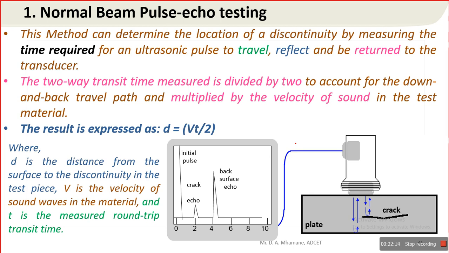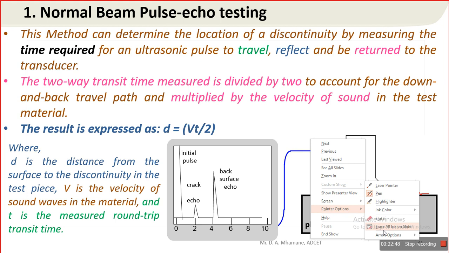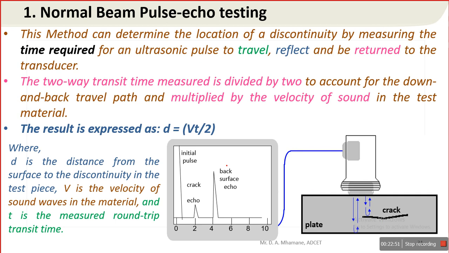So this is all about the normal beam pulse echo testing. Normal beam pulse echo testing can be useful when only a single surface of the component is accessible. The advantage is that we only need a single surface for ultrasonic scanning. We cannot access the other side of the component for testing.